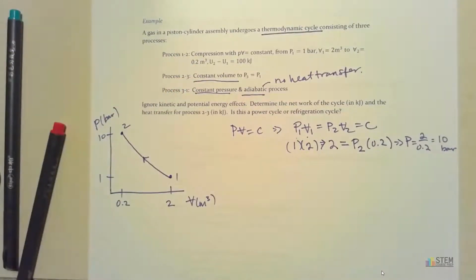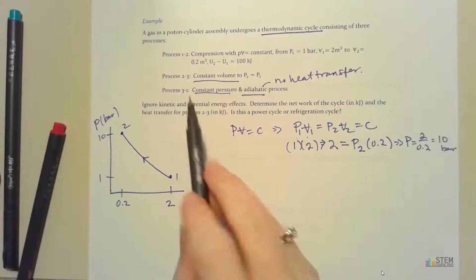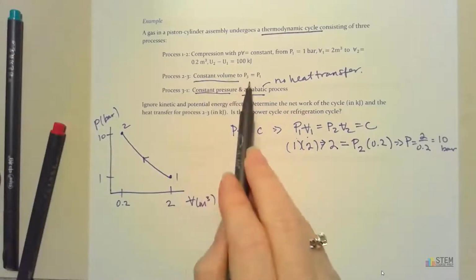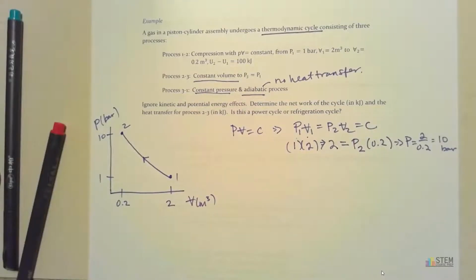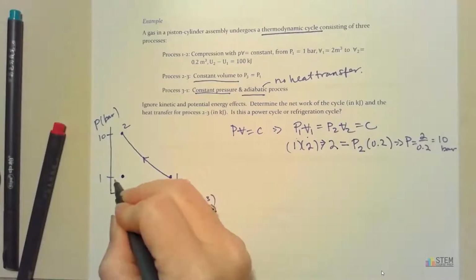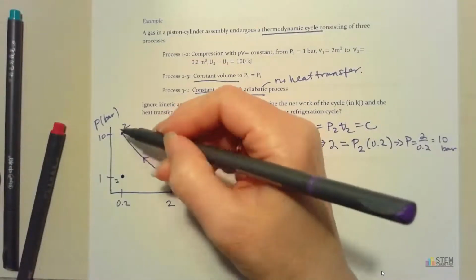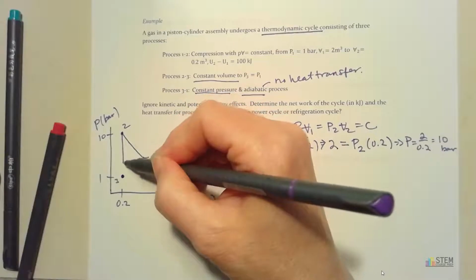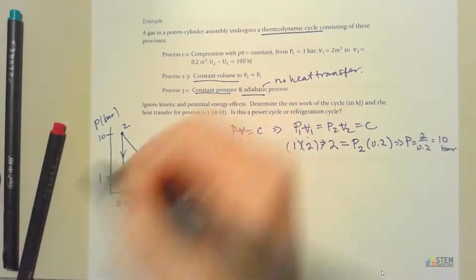Okay. Now we've gotten to state 2. Now we need to go to state 3. So process 2-3 says we have constant volume and P3 equals P1. Now P1 was 1. We're at constant volume, so we're just going to put a dot right here for 3. And constant volume on these plots, remember, is always going to be a vertical line. So it's just going to look like that.